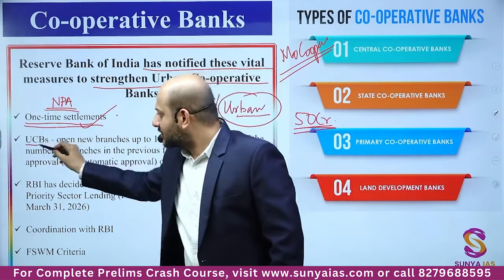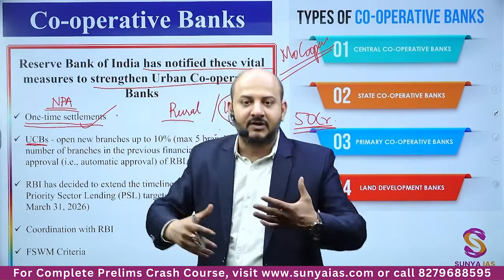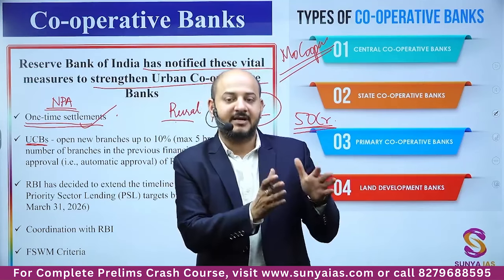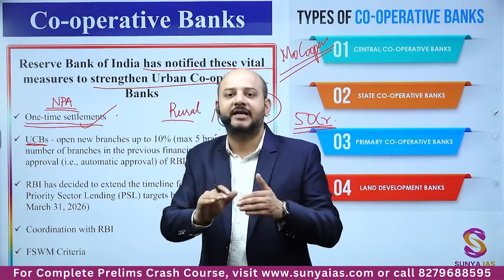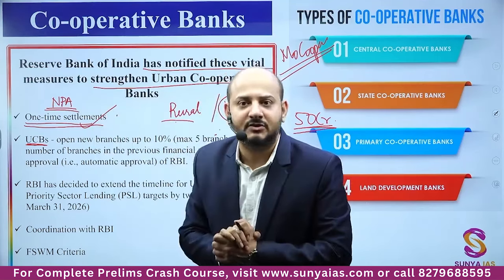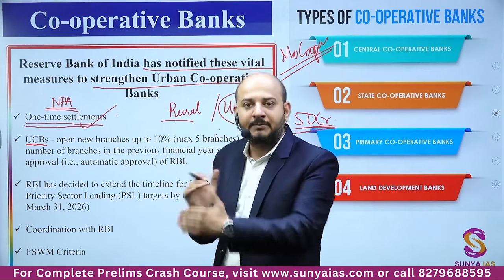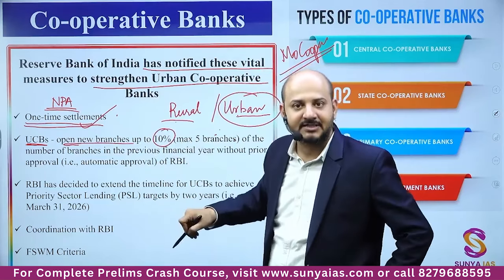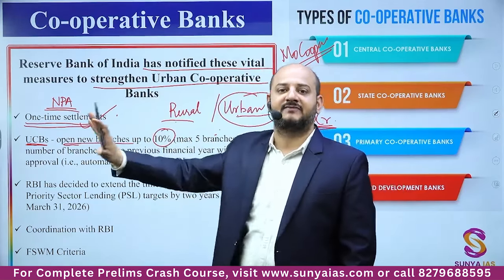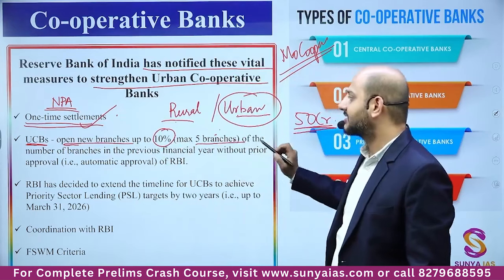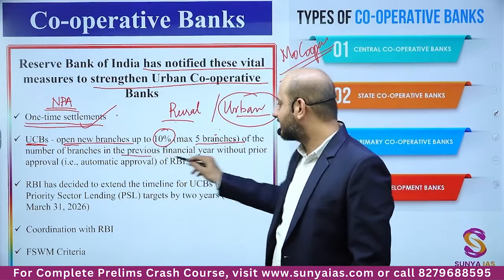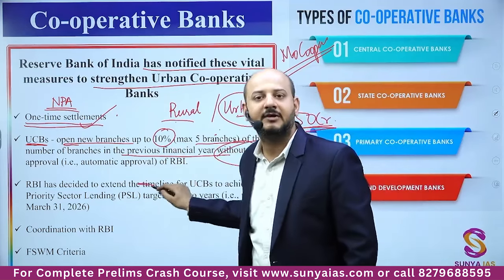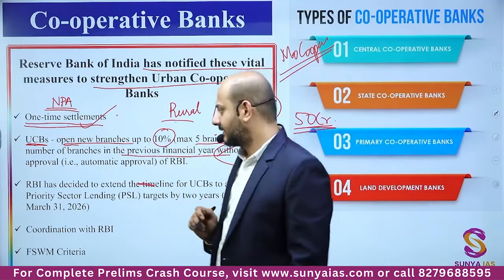Now, these UCBs, urban cooperatives, if they are working in a good manner, they're commercially viable banks, managing their capital adequacy ratio. Therefore, they can open new branches into different states also. And without permission, they can open new branches up to 10% of their present capacity and maximum 5 branches of the number of branches in the previous financial year without prior approval. With prior approval of RBI, they can open many more branches also.